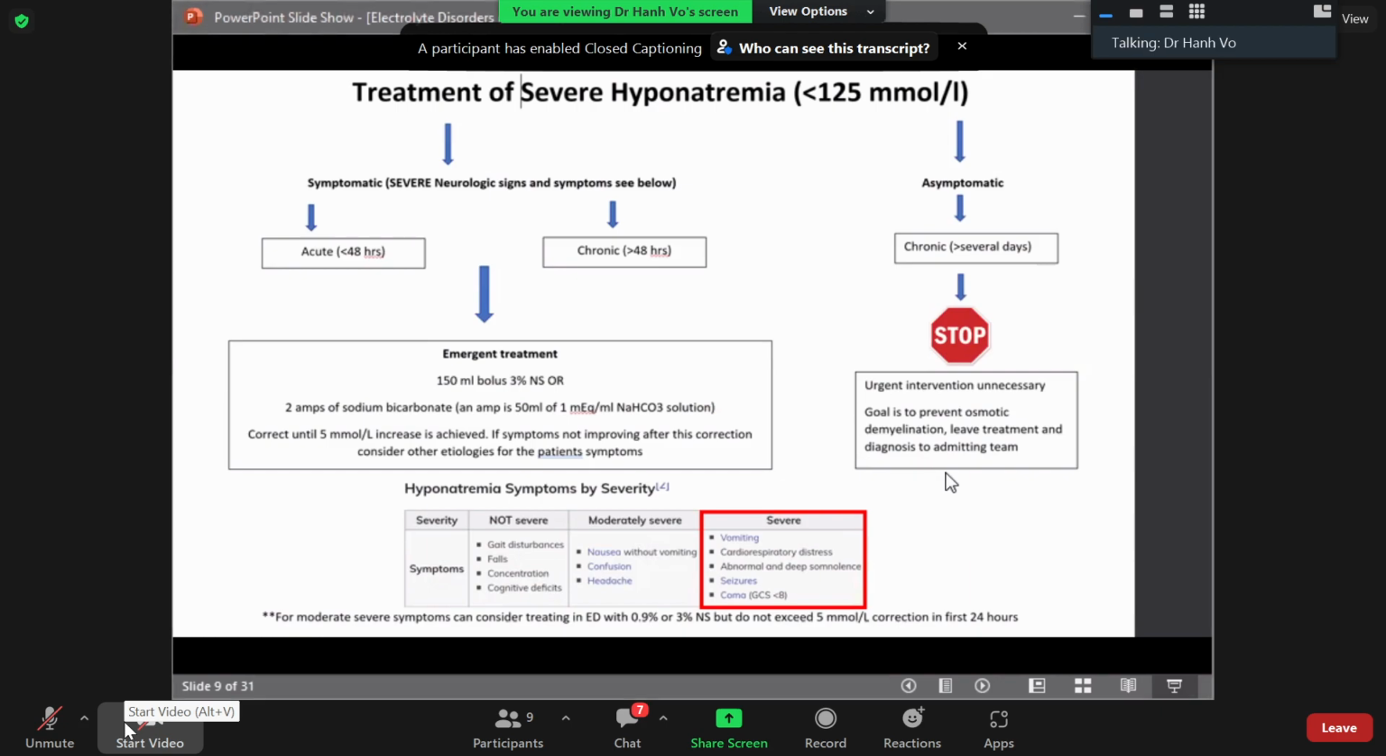So in this slide, we just remember: just treat the hyponatremia when the patient has severe symptoms, and we don't want to raise the sodium level too fast.